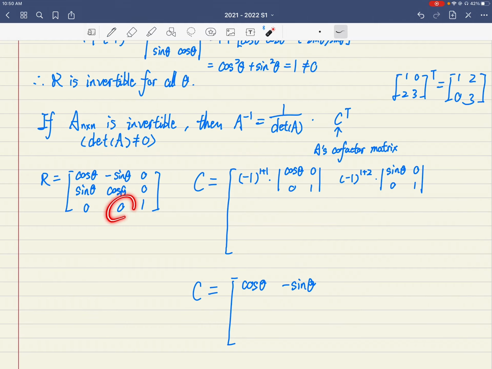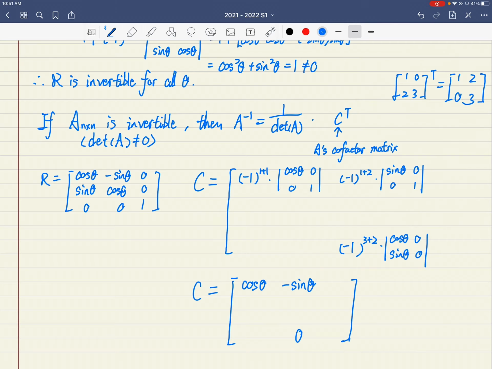For example, let's do this one. The 3, 2 entry, it's negative 1 to the power of 3 plus 2 times, now you delete this row, delete this column, so you get this: cosine, 0, sine, 0. Now the determinant is going to be the product minus the product. It's going to be 0, so here we have 0. For the rest of this question, you can do the same. You need to do this calculation by yourself.